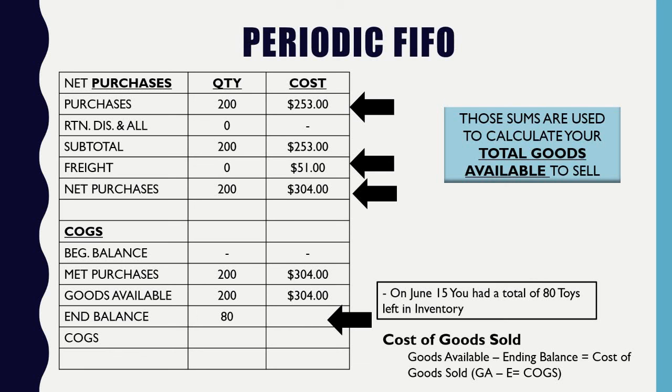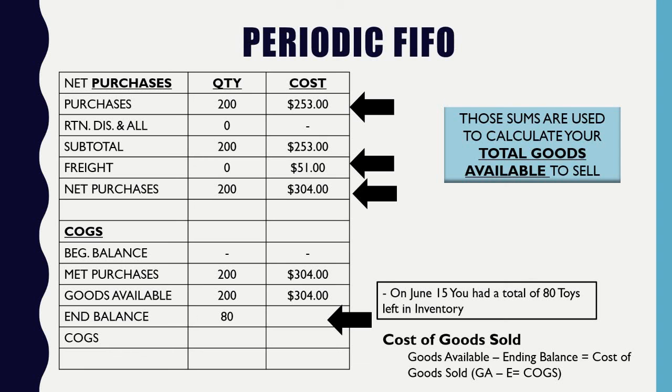All right, so we're going to be focusing on the last two rows in this problem right here. Again, we were told that on June 15th you had a total of 80 toys left in inventory, and cost of goods sold is going to be your goods available minus your ending inventory. Here's that formula again. Now let's go ahead and solve for this problem.